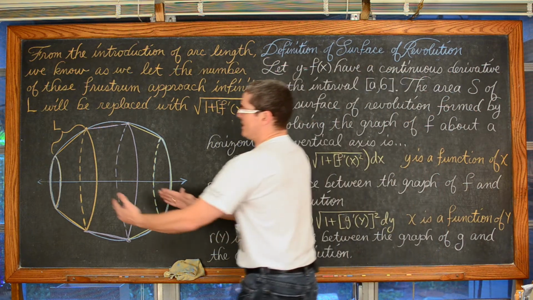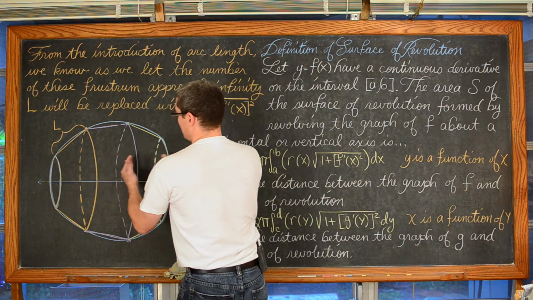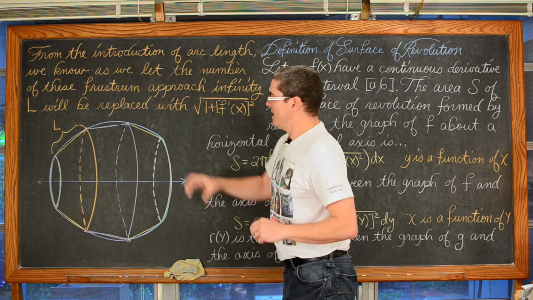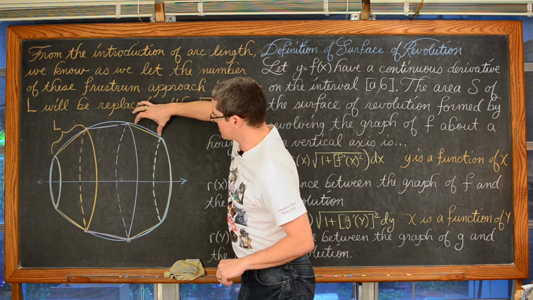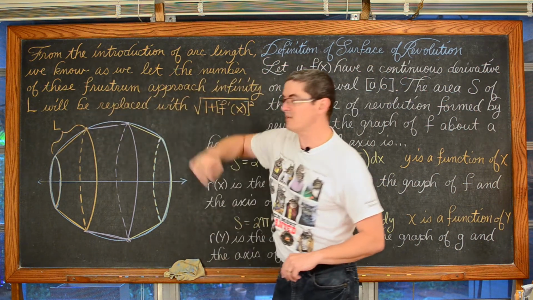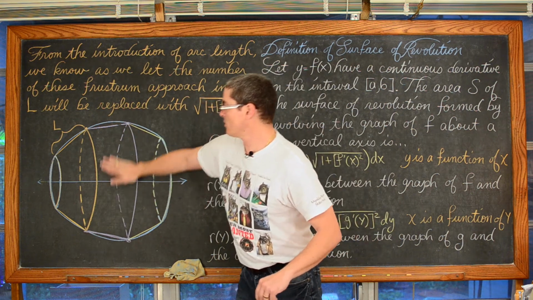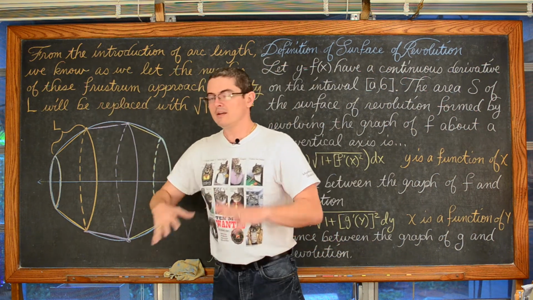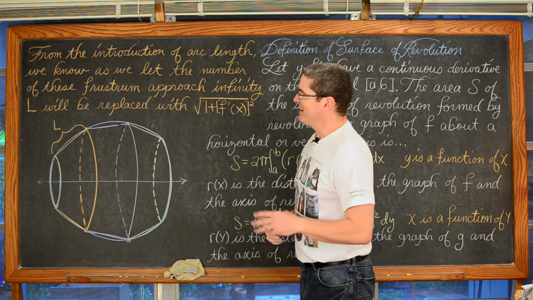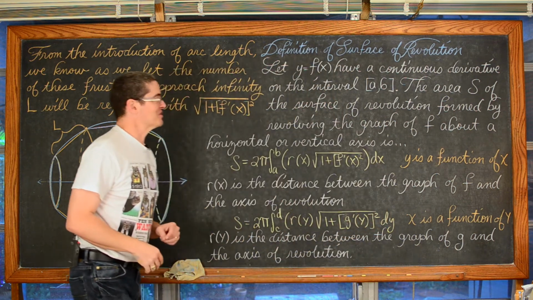Okay, and of course, as we let the width shrink to infinity, increasing the number of those frustums, just like the segments started to exactly estimate the length of that smooth curve, we're going to rotate that smooth curve around, creating a shell, basically, and we're going to find the surface area of that revolution.